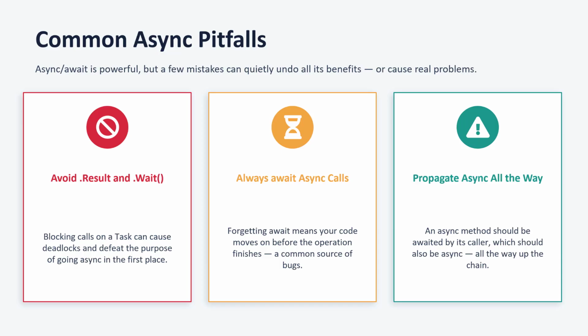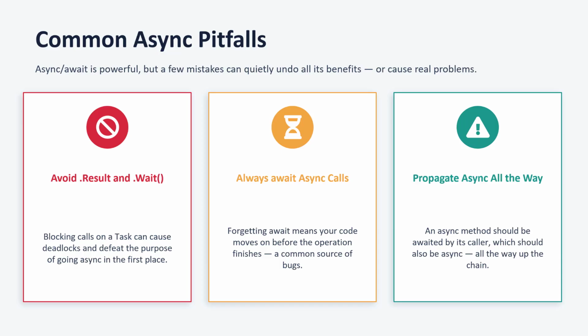Second, we always await our async calls. If you call an async method but forget the await keyword, your code doesn't wait for that operation to finish. It just moves on immediately to the next line. Now, this isn't a compiler error, but the compiler will throw a warning for you to let you know that you've accidentally done this. This is a sneaky source for bugs because the code often still compiles fine. It just behaves unpredictably because you thought, hey, it's going to wait because you used async, but you forgot to use the await keyword where you needed.